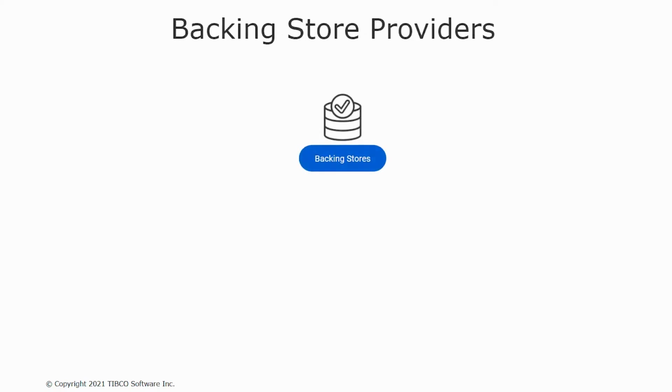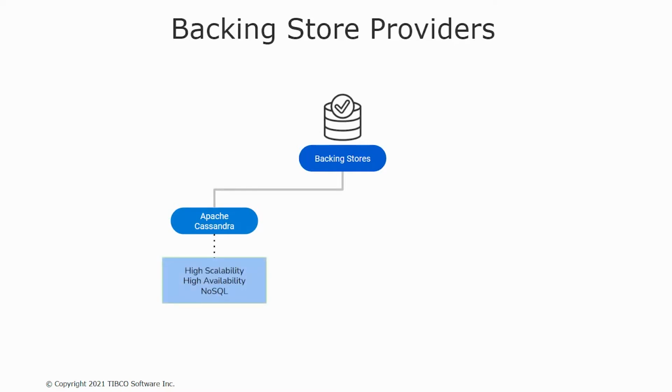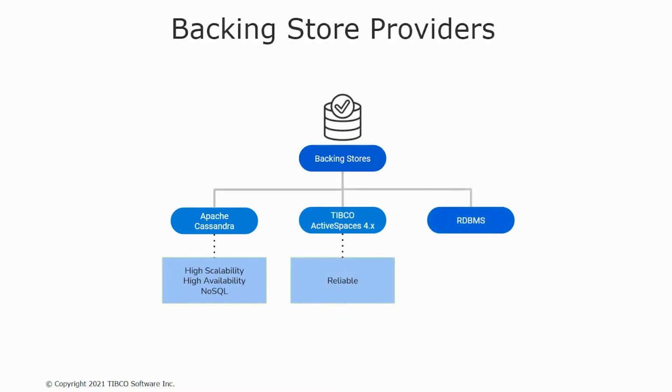We have strengthened our backing store offerings in BusinessEvents 6 by adding support for the open source Apache Cassandra, a highly scalable and highly available NoSQL database, along with ever-reliable TIBCO Active Spaces 4. You can also use relational databases as backing stores for projects that use cache object management. TIBCO BusinessEvents supports Oracle, SQL Server, DB2, MySQL, and PostgreSQL.